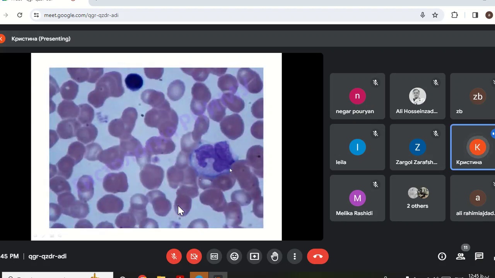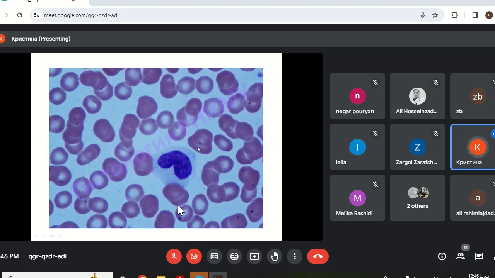This one is a monocyte because it is very large. If you compare it to the diameter of red blood cells, it has the nucleus of irregular shape and a lot of cytoplasm. Cytoplasm is pale with no eosinophilic or basophilic granules, only lysosomes are present in monocytes. And this one is a lymphocyte. This one is a small lymphocyte.